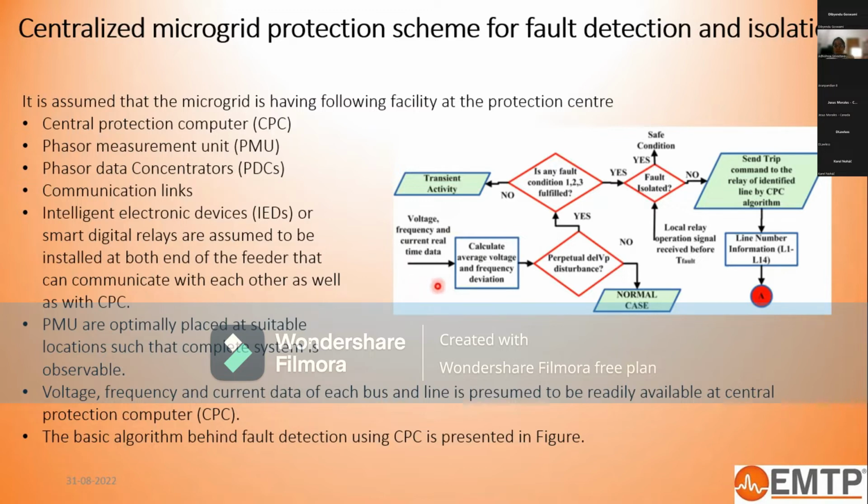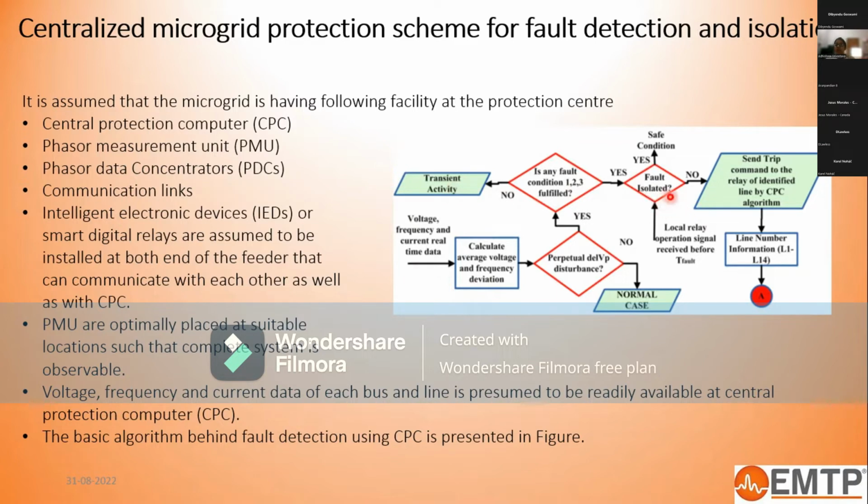Based on that, this is the scheme where the voltage, frequency, and current in real time are always being achieved at the central protection computer. It will continuously calculate the average voltage and frequency deviation at a time. If the deviation in frequency is continuous or perpetual in manner, we can say that there is a faulted condition. Otherwise, it is a normal case. There are some conditions for fault which I will explain in the next slide. If those conditions are satisfied, then it is taken as a fault condition. Otherwise, it is taken as a transient activity.